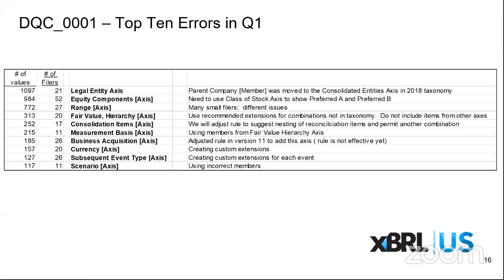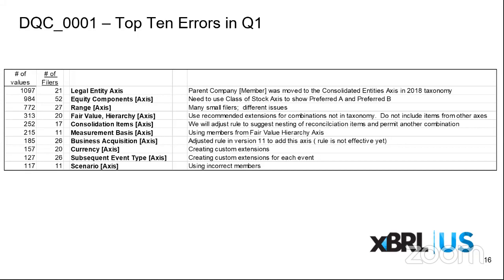And we are very pleased at the significant reduction of errors year over year and quarters that chart showed. This slide shows the top errors that occurred in the first quarter of 2020. The biggest error, over 1,000 values using the axis incorrectly, was attributable to misuse of the legal entity axis. Now, there were only 21 filers that had this error, but they must not have noticed that the parent company member was moved to the consolidated entities axis in the 2018 taxonomy, so it is no longer permitted to be used on the legal entity axis. Filers should follow the guidance issued by the FASB regarding how to report values of a consolidated entity.